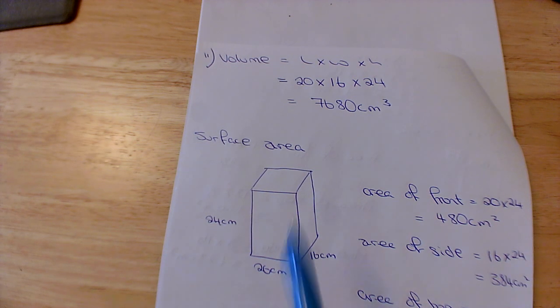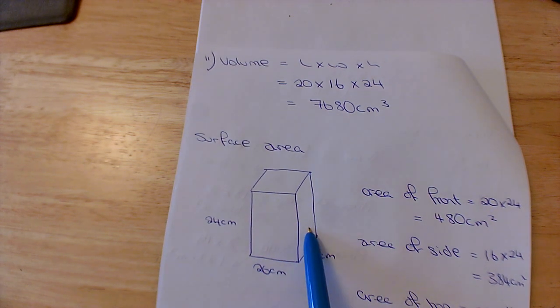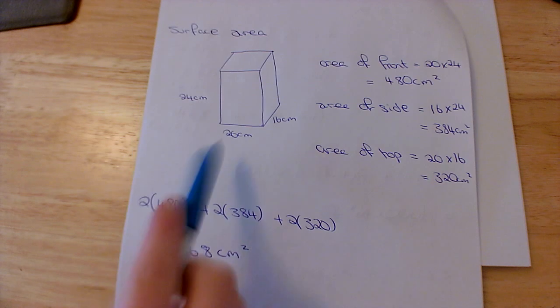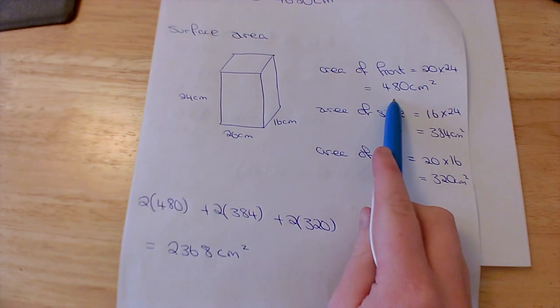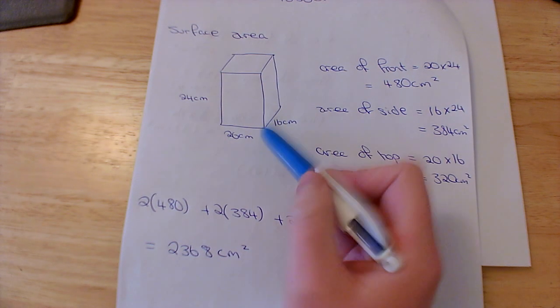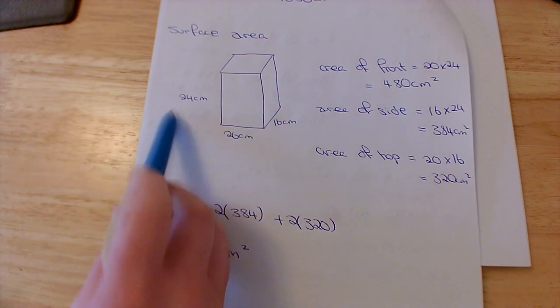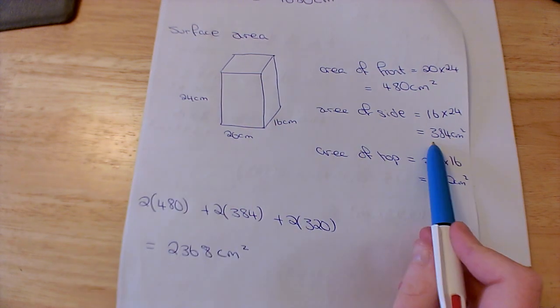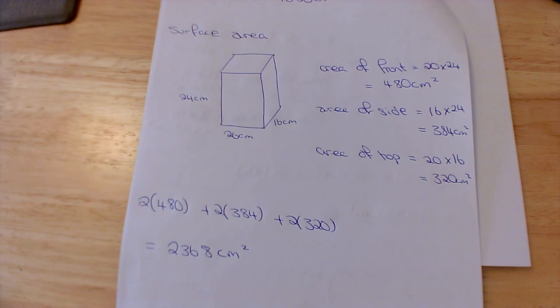My surface area then, so I need to get the area of this shape and this shape. My area of my front is going to be 20 by 24, which gives me 480 centimeters squared. My area of my side is going to be 16, and then I need to figure out my height. My height is 24, so it's 384 centimeters squared.